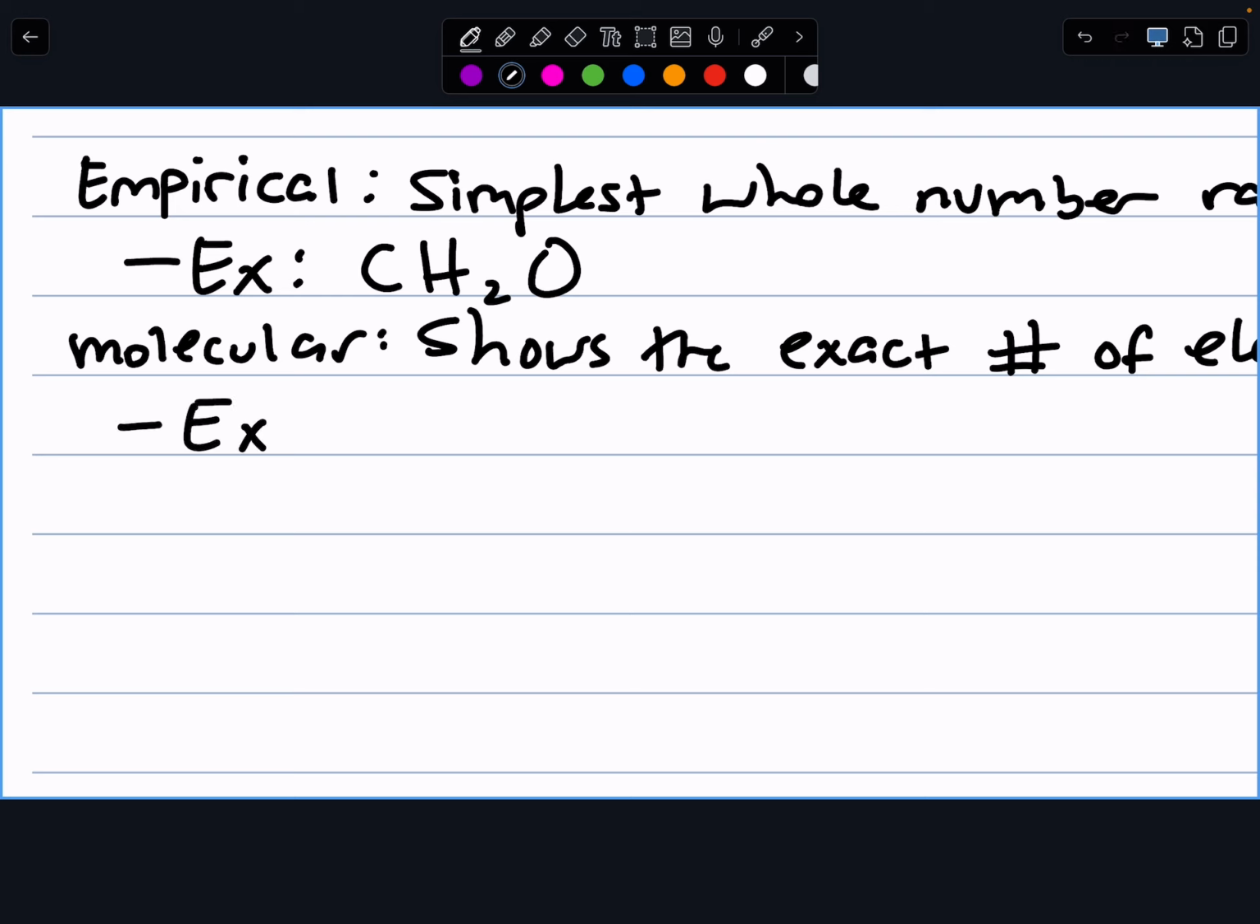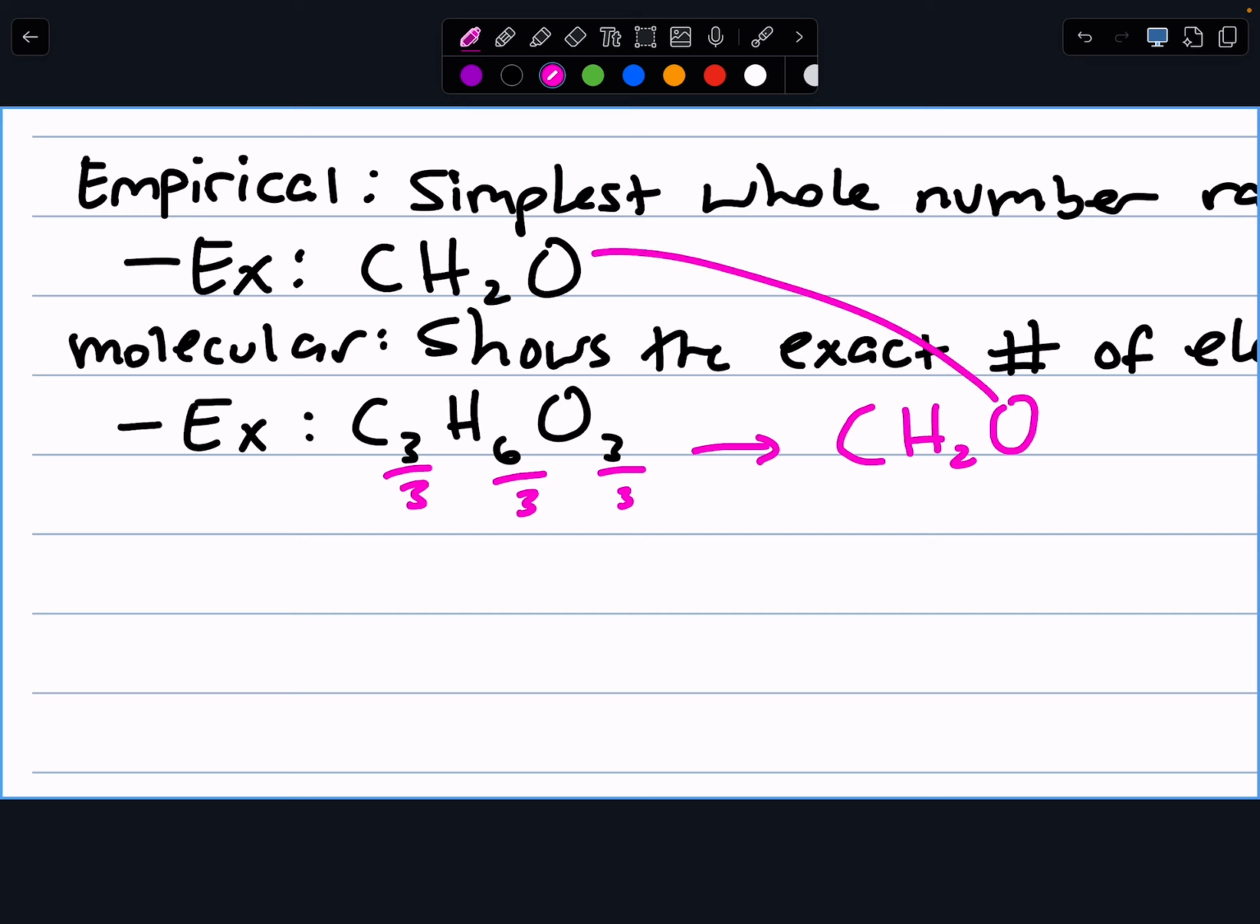Molecular, on the other hand, can I divide all three of these by the same number to get it lower? Yes, I can divide all these by what? And what would I get? C1H2O1. Basically that. Does that make sense? So this one is not reduced. I can reduce it. This one is already reduced.